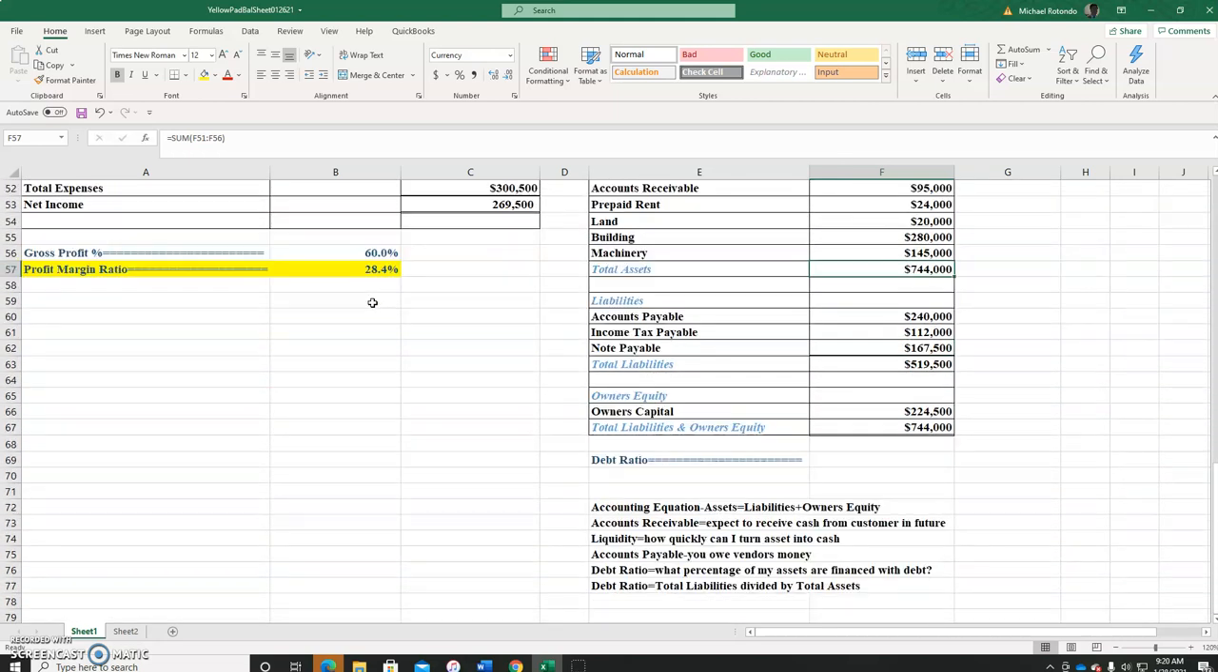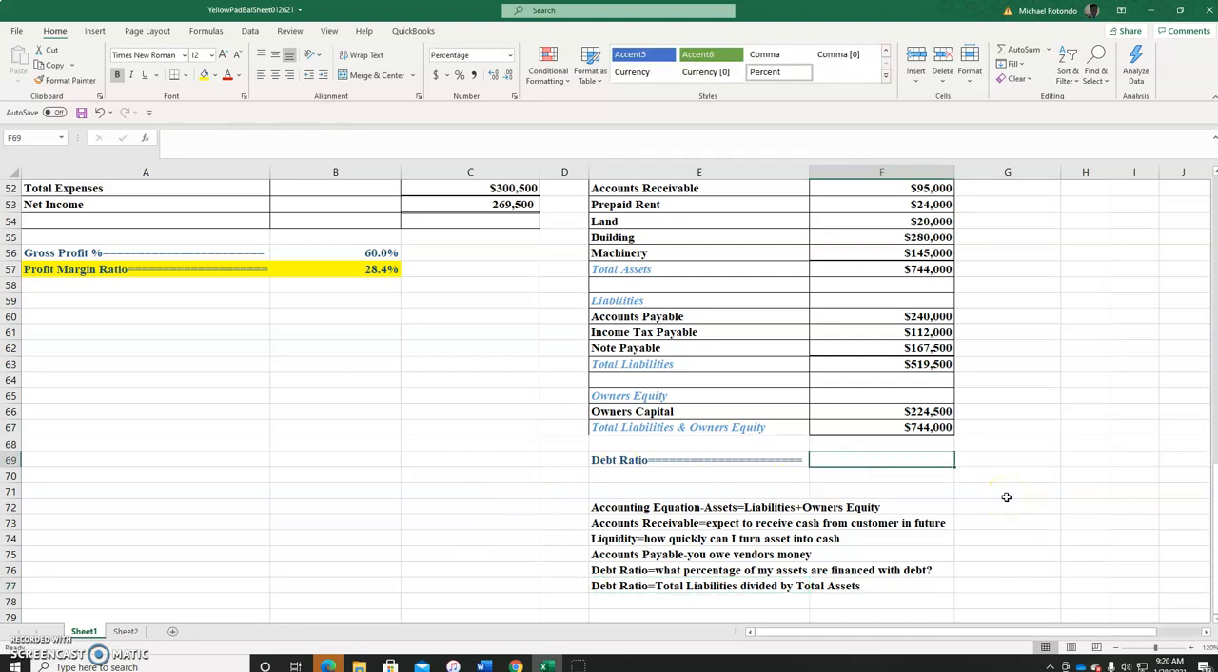So what do we do with the debt ratio? Well, the debt ratio is designed to tell us what percentage of my assets are financed with debt. That's important for me to know, for a bank to know, for an investor to know. If I have a high debt ratio, I may not want to take on more debt. I may want to work on paying some of it off. So how do I figure out the debt ratio? Total liabilities divided by total assets.